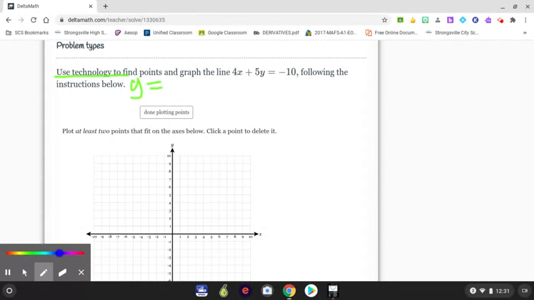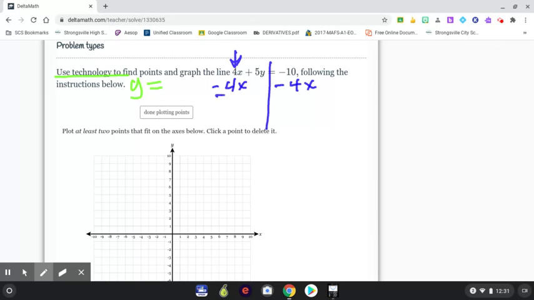The first thing that I have to get rid of is this 4x. And I'm going to do the opposite. That's a minus or a plus 4x. So I have to subtract 4x. And I'm going to subtract that 4x on both sides of that equal bar. Okay, that leaves me with a 5y on the left and a negative 10 minus 4x on the right side.